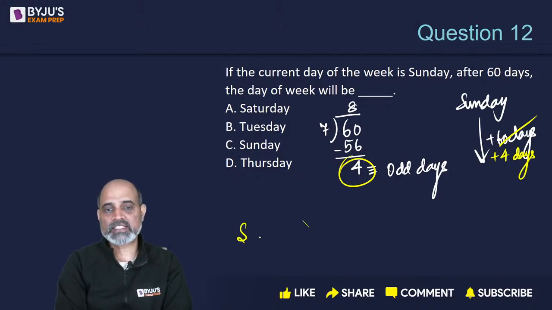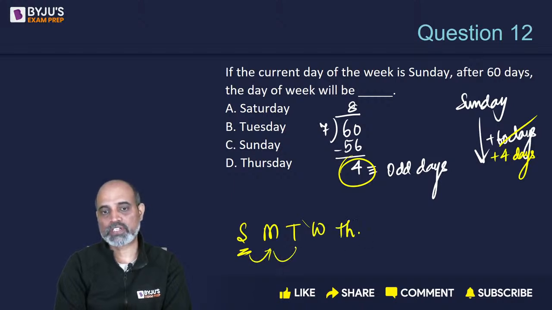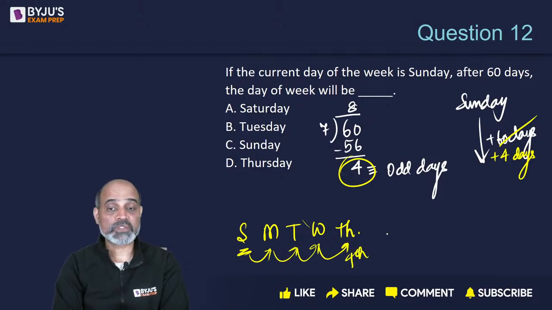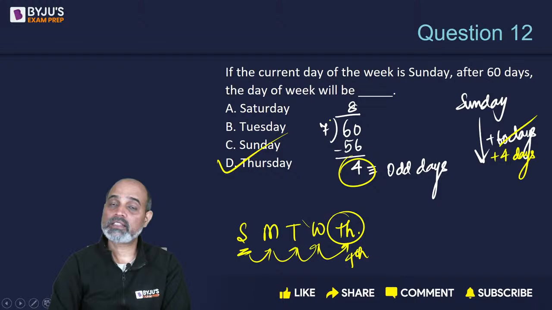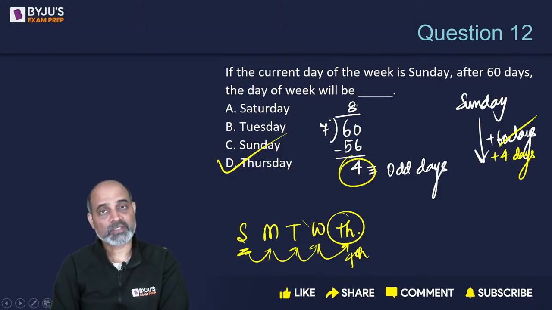So if we are at Sunday, then next day is Monday, then we will have Tuesday, then Wednesday and Thursday. So this is going to be first day, second day, third day, and the fourth day. So fourth day from Sunday will end up in Thursday. So Thursday becomes your answer.